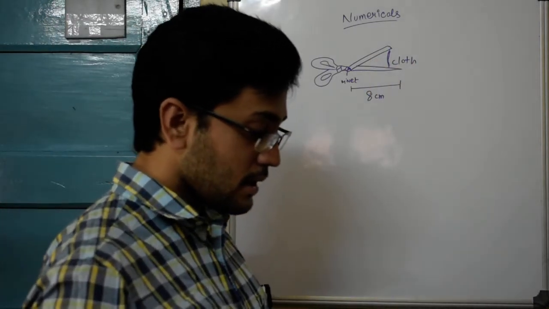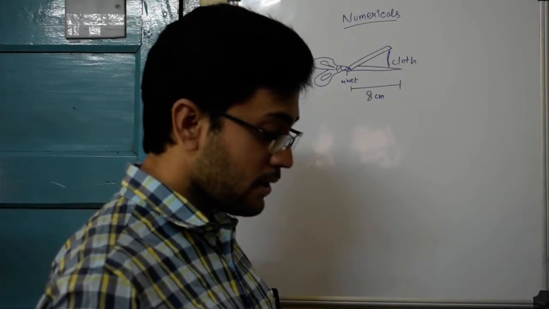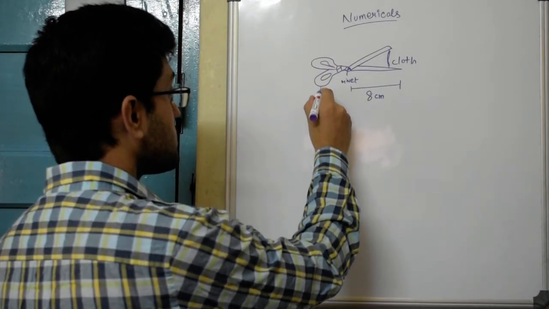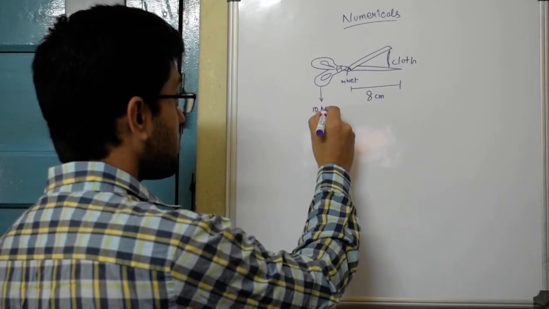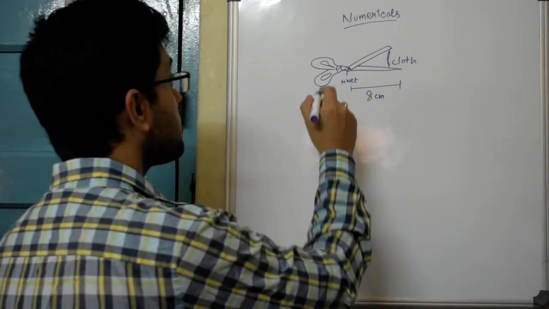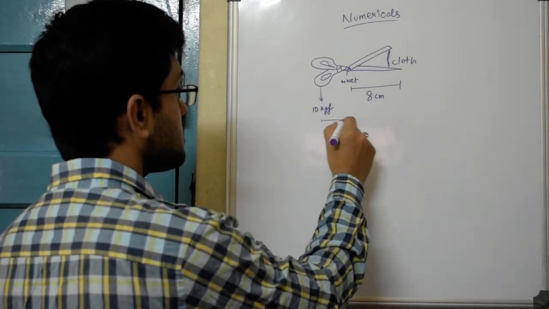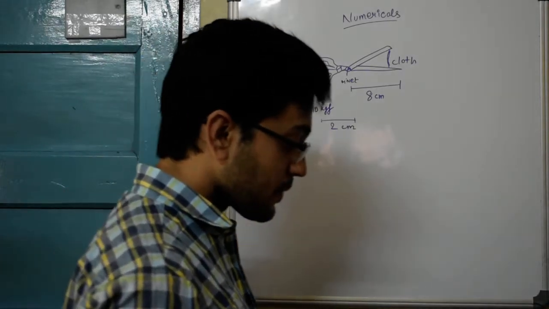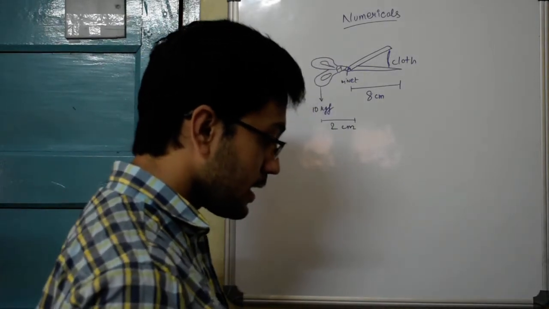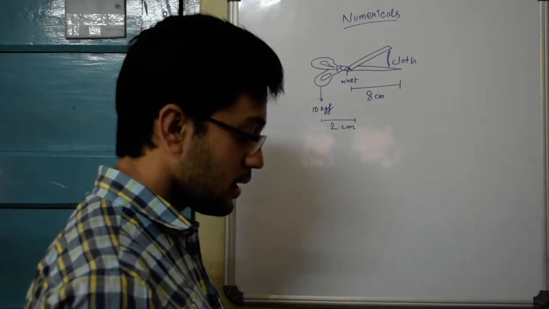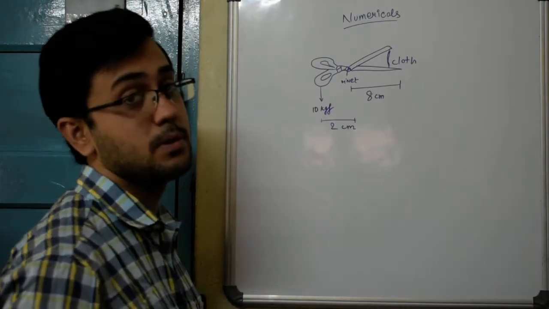Next it says that an effort of 10 kgf is applied by the fingers. So you place your fingers here. The effort being applied is 10 kgf, and the distance is given as 2 centimeter from the rivet. So this distance between the fingers and the rivet is 2 centimeters. The question wants us to find the mechanical advantage, the load offered by the cloth, and whether it acts as a force multiplier or speed multiplier.